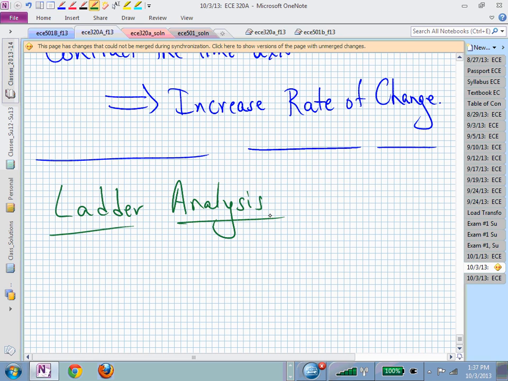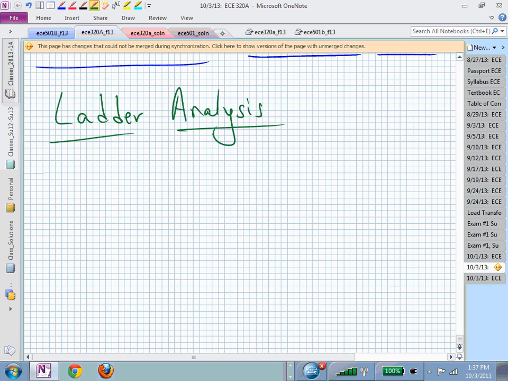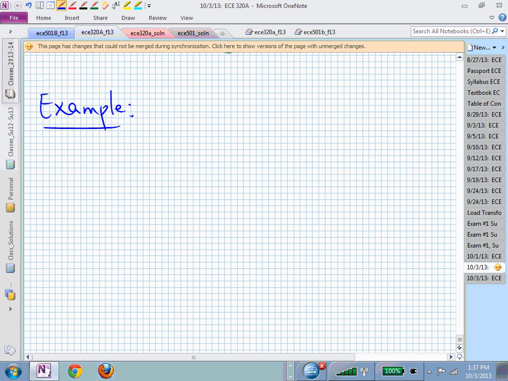And what I want to show you is ladder analysis, and maybe that description will make more sense. We'll just do it by means of an example, and let me just show you the circuit before I start trying to explain where this ladder comes from.